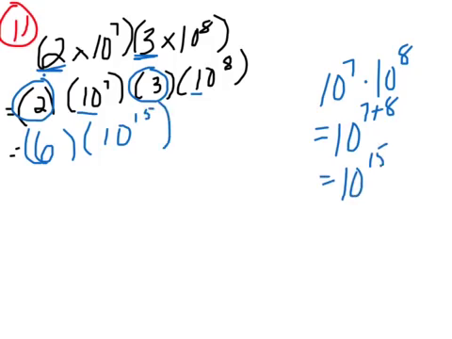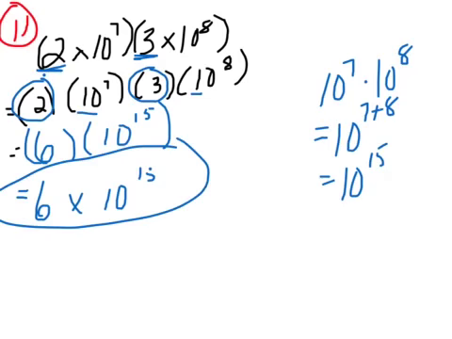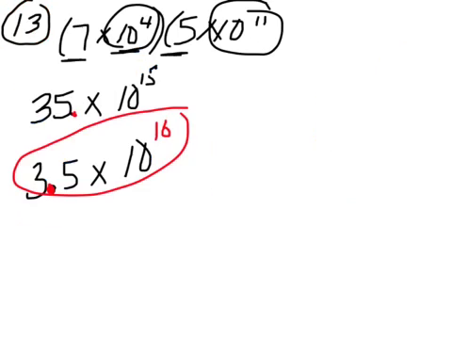I could write it like that, or I could write it like they do here. Do you see that all you're doing is multiplying the whole number parts together, and then since you've got in scientific notation all these base 10s, you could just add the exponents on the 10s, and there you go. You've got your answer right there. That's 6 times 10 to the 15th.